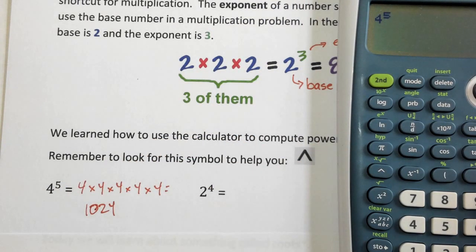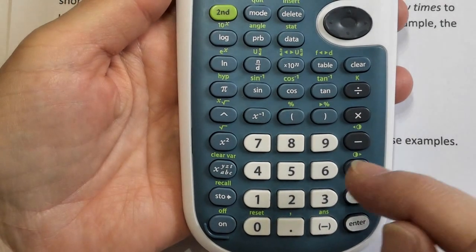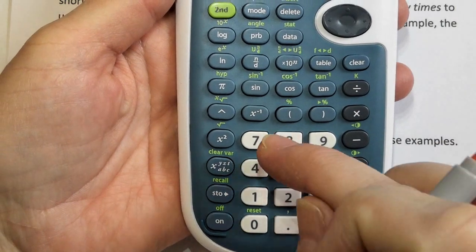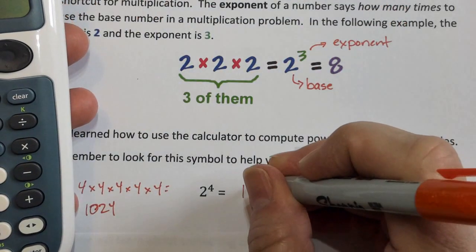Let's do 2 to the power of 4. You might be able to do it in your head, but that's okay. It's good to practice here. 2, caret symbol 4, enter, 16.